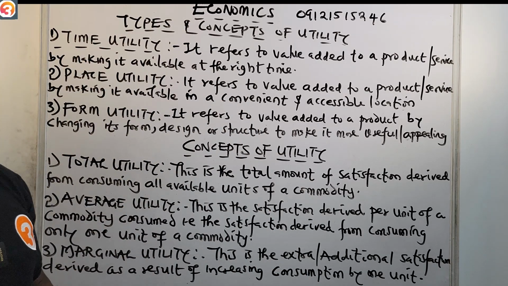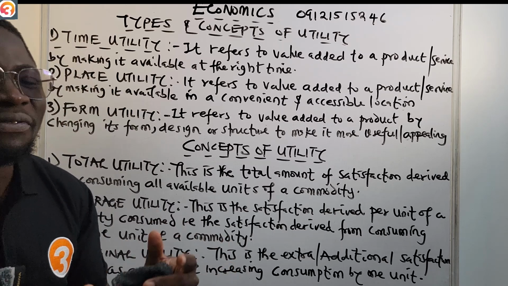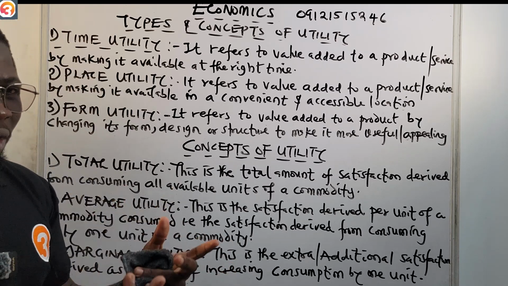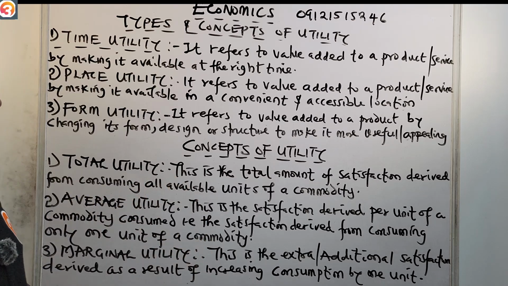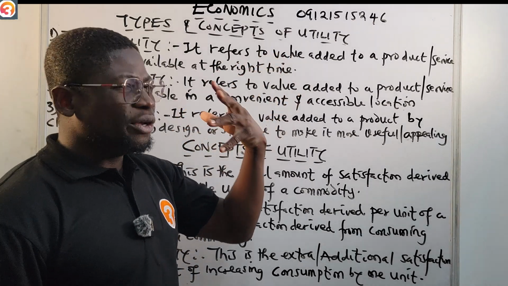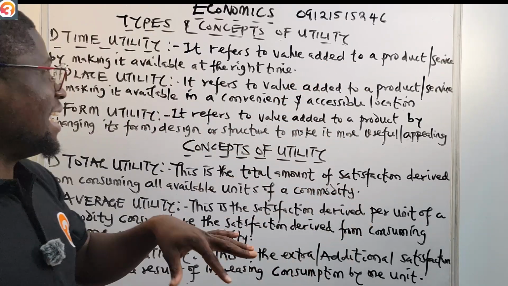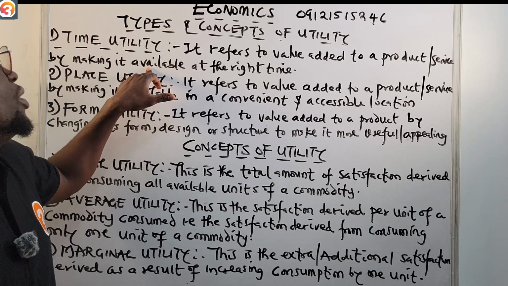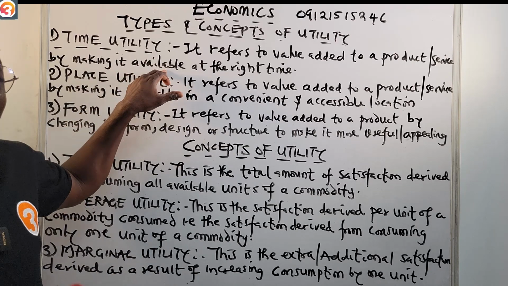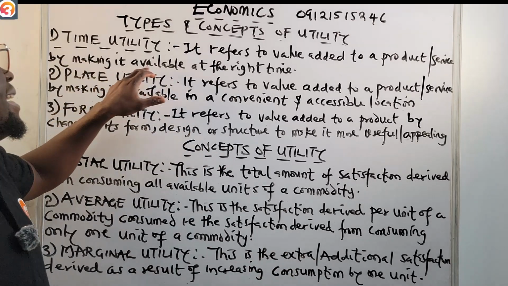Time, T-I-M-E, time utility. It goes to say that a commodity may have different utility at different time periods. It refers to value added to a product or service by making it available at the right time. So time utility refers to the value added to a product or to a service by making it available at the right time.